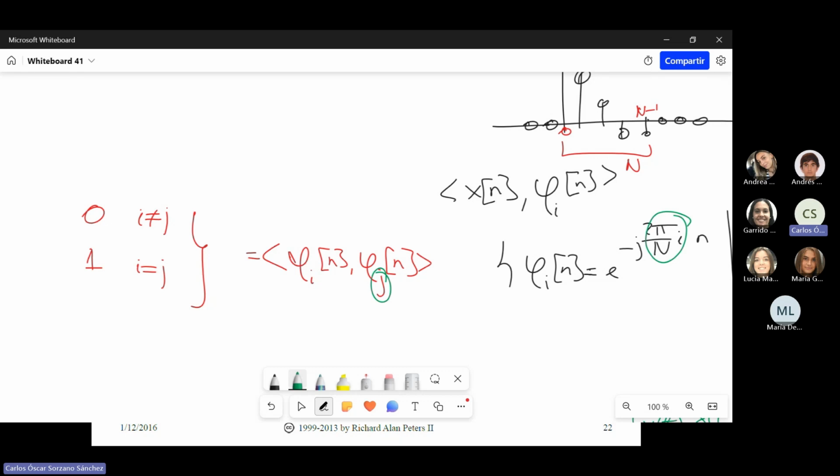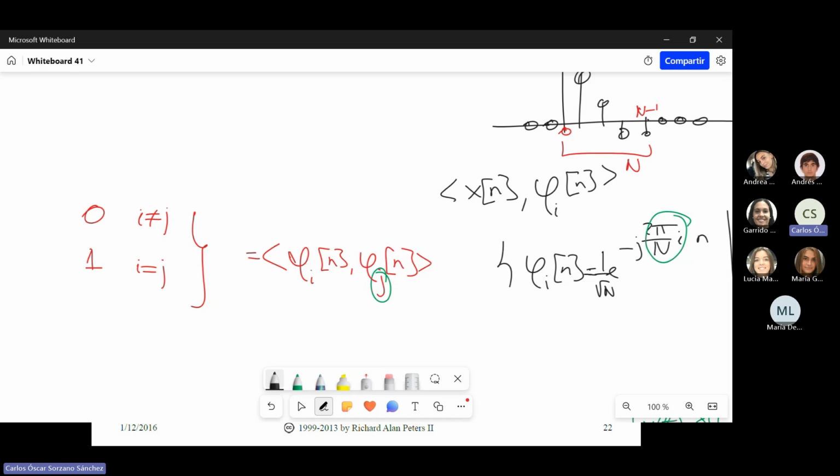So if you want it to be unit length, you have to divide by the square root of it. And now they are unit length. Otherwise, they have a length that is different from 1.